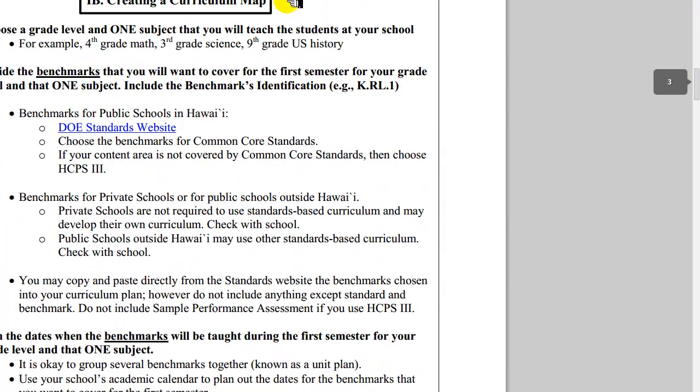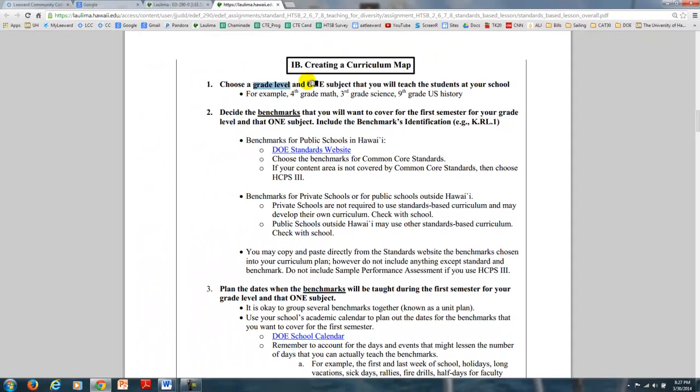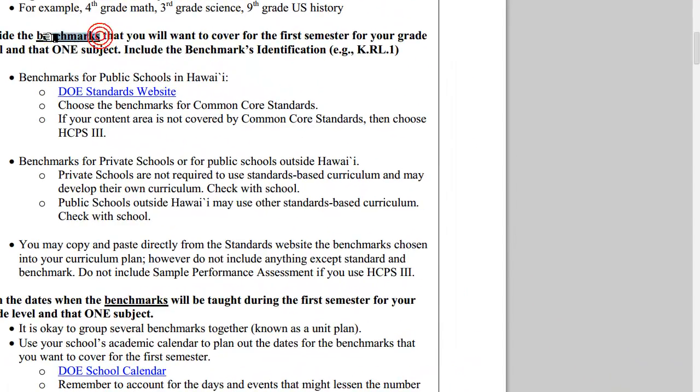Once you do that, then it's time to create a curriculum map or a semester map for the first semester. So you get to choose a grade level and 1 subject that you would like to teach at your school for your students. You do not want to choose all the subjects if you're an elementary school teacher, because you would go crazy. Then you're going to decide the benchmarks for that subject for that grade level by going to the DOE Standards website and looking up the Common Core Standards or the HCPS III standards and choosing those.